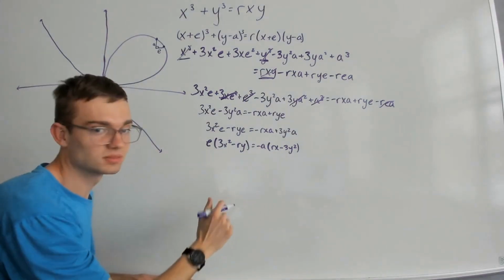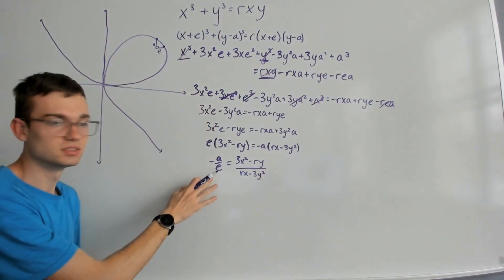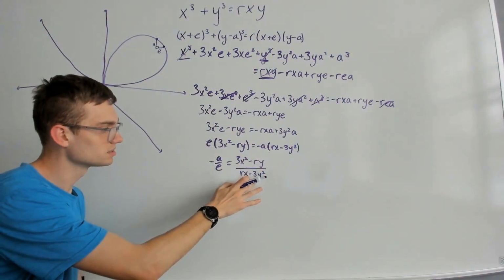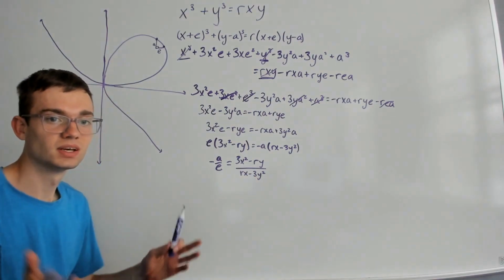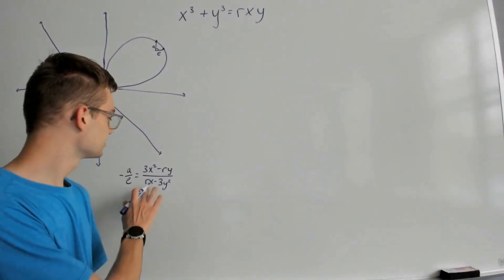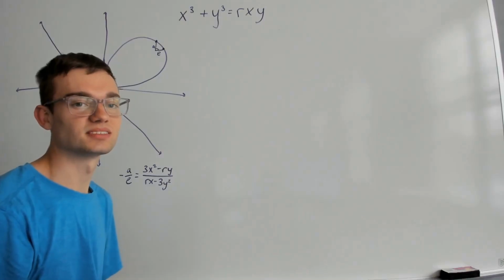Well, now just by some simple rearranging, negative a over e is equal to 3x squared minus ry over rx minus 3y squared. There you go, that's our slope at any point on this curve. Now, with this result in mind, we'll use our modern methods to solve it and see how it compares.